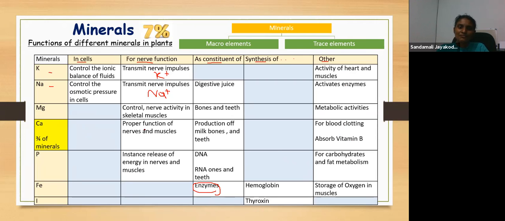Calcium is important for blood clotting and absorbing vitamin E. And iron, as I told you, creates hemoglobin. So hemoglobin is the thing which carries oxygen, so it helps the storage of oxygen in muscles. In that way you can remember. And then these are a few other functions of potassium, sodium and magnesium.